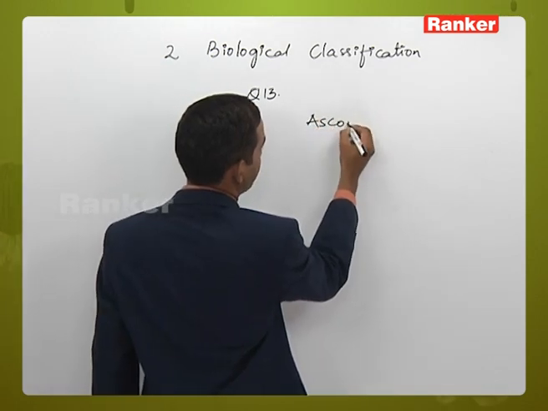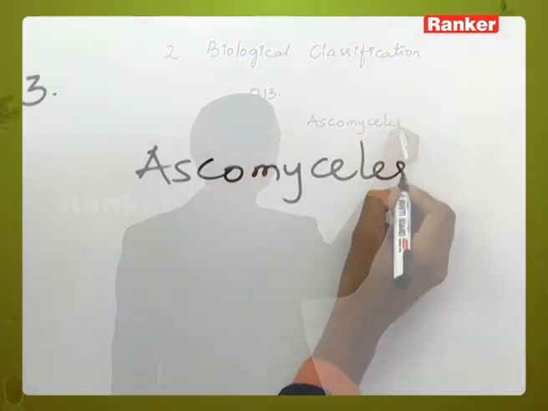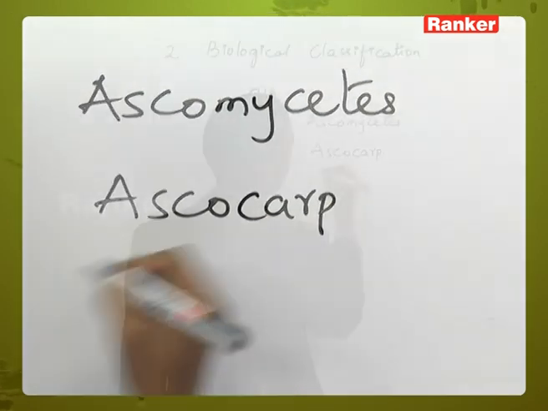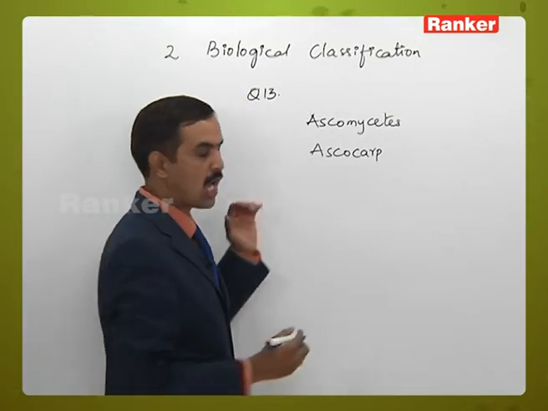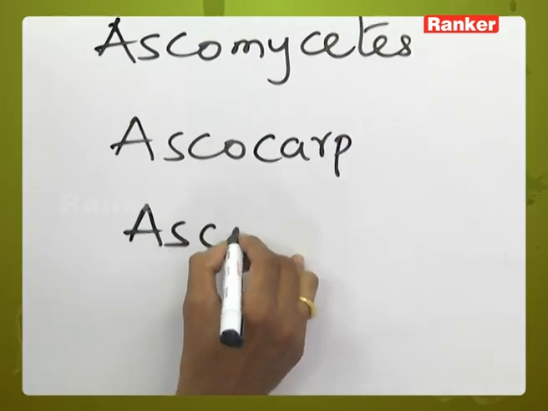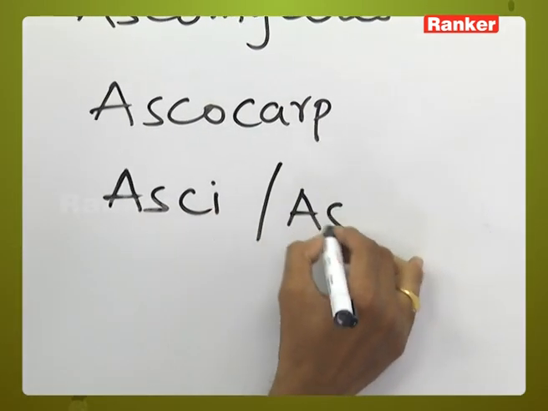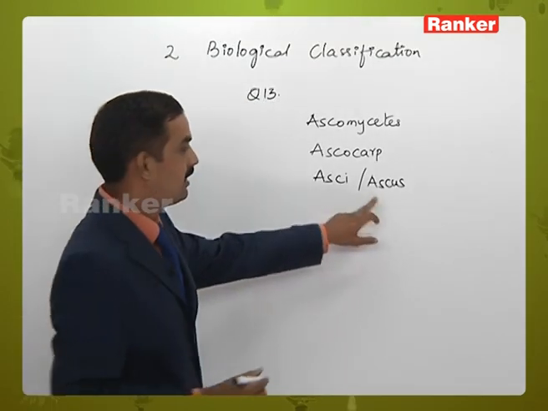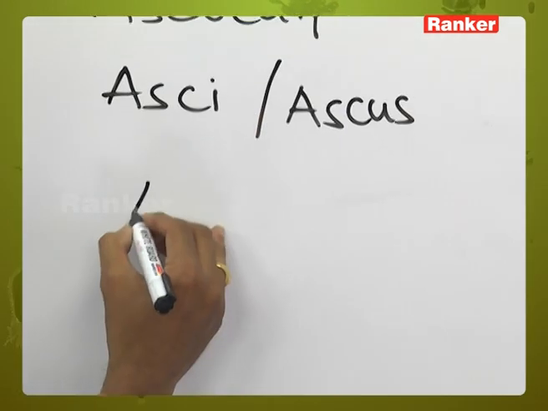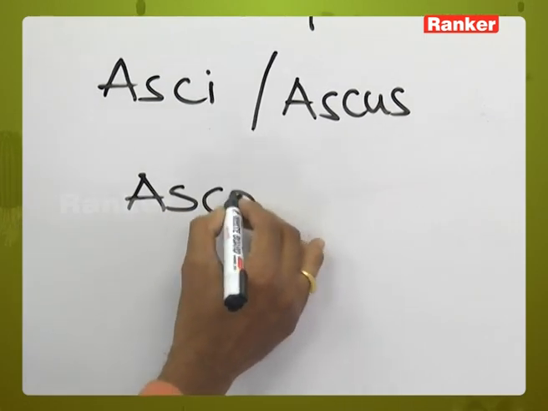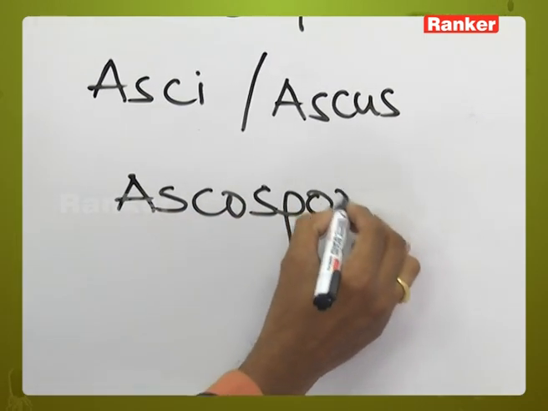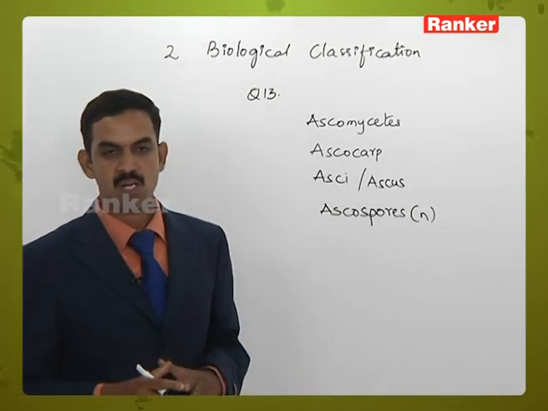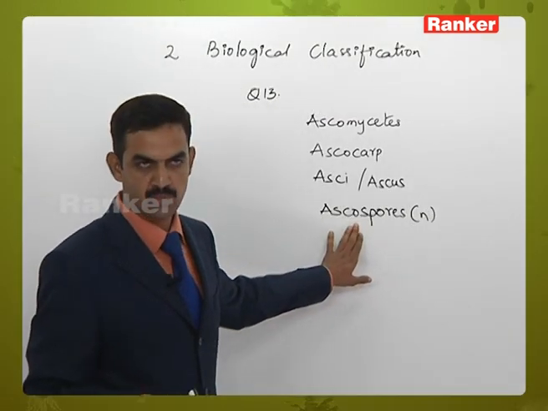In ascomycetes, the fruiting body is called ascocarp, and the ascocarp will produce asci, or singular ascus, and inside the ascus, karyogamy and also meiosis will take place, which results in haploid spores called ascospores.